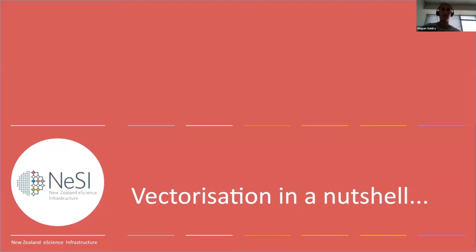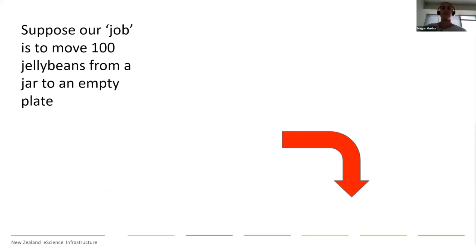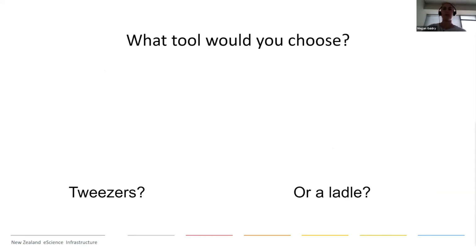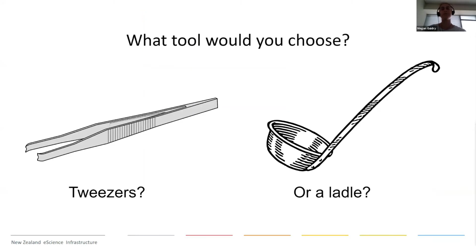Now, before I pass things on to Alex, I have a silly little example to demonstrate why it's important for us to know about vectorization. Suppose your job is to move 100 jelly beans from a jar to an empty plate. And let's also say that you have two tools you can choose to get the job done. You can use tweezers or a ladle, which is just a fancy scoop. So which tool would you choose?